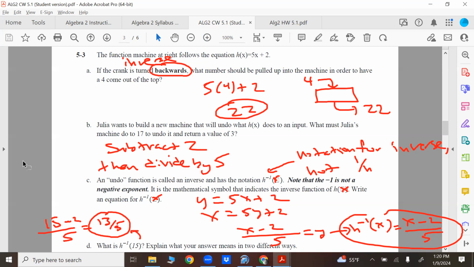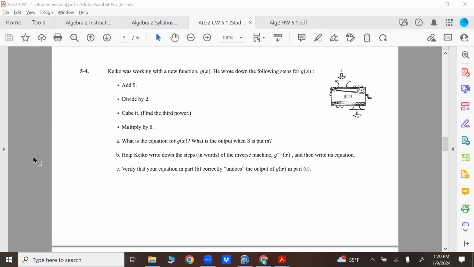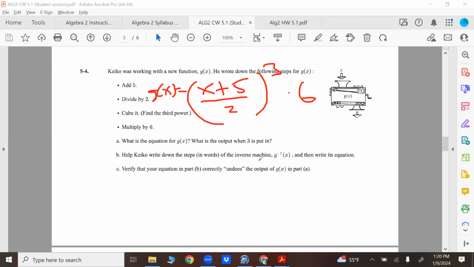Okay. That's 5-4. Let me just do it really quickly with you guys. So for part A, the original function is going to look like this. I'm going to add 5 to x. I'm going to divide by 2 because, just like Simon says, just do what you're told. Cube it. Great. Multiply by 6. Boom. There you go. That's g of x. So guess what? Help Keiko write down steps of the inverse. Well, that's easy. Let me just type it up.